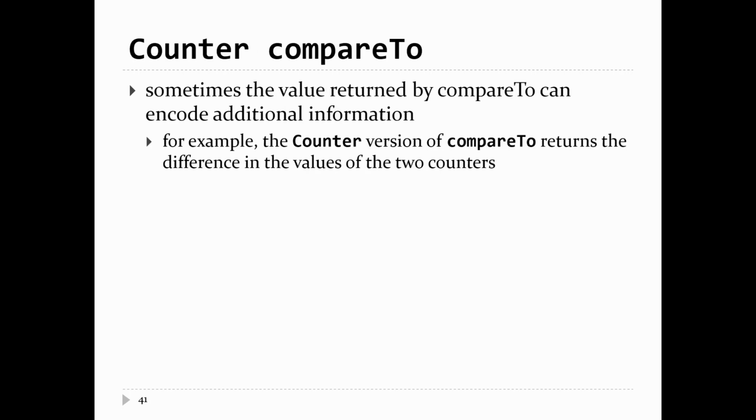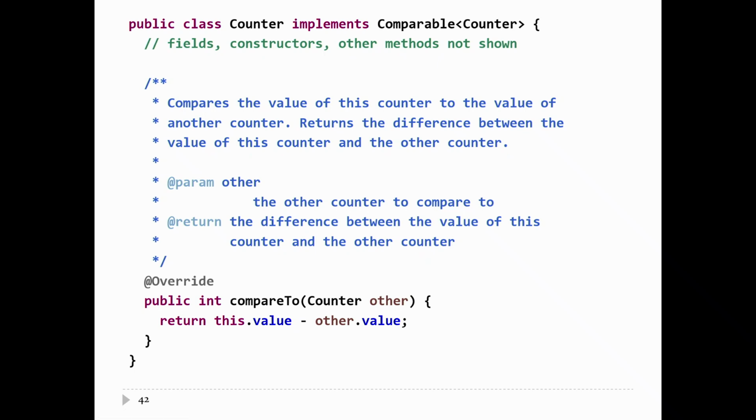Okay, compareTo. So the compareTo contract simply says it returns a negative value or a positive value for less than and greater than. But some classes can encode extra information into the return value. So the Counter class is an example of where you might choose to encode extra information into the return value. If I compare two counters, then the only sensible way to compare two counters is to compare them by their value. So if one counter's value is less than the other counter's value, then compareTo should return a negative value. But in this case, you can actually return a little bit more information to the user.